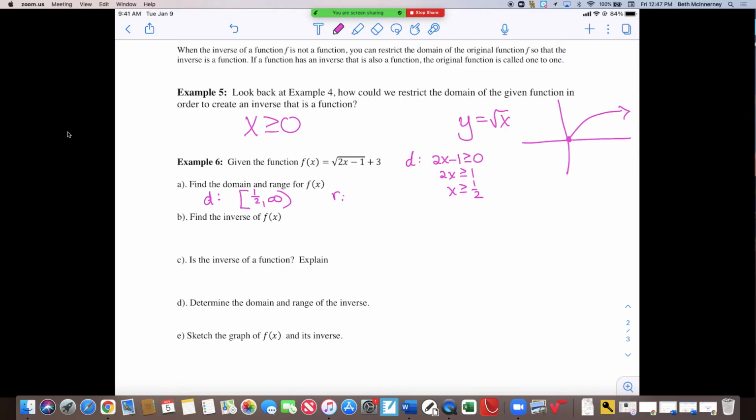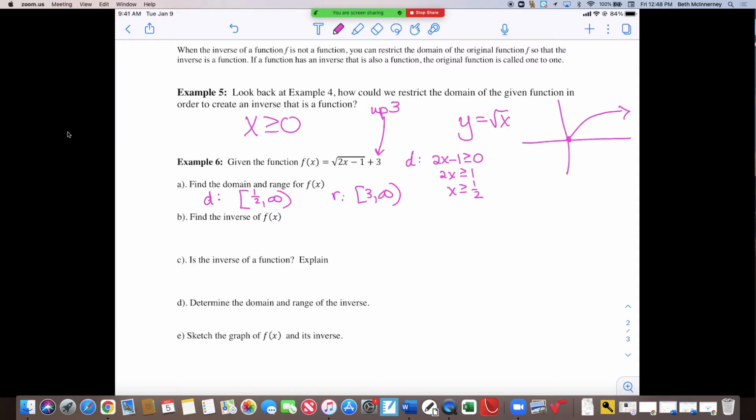Any ideas on how my range is going to change? If you think about transformations, how would the range change if you think about it? Yeah, Angelo? It's been shifted up 3. So let's write ourselves a note. This one has the transformation of up 3. So instead of my parent function being on the x-axis, it has been shifted up 3.